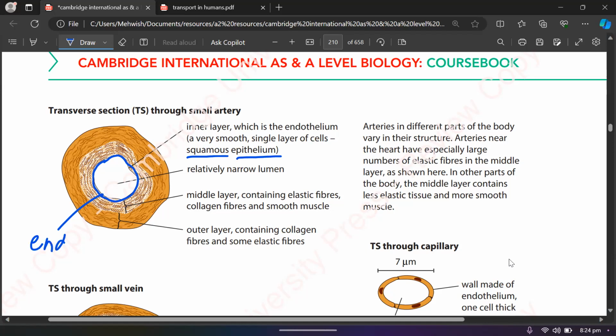Why are they called endothelium? Why don't we simply call them epithelium lining? Because endothelium means the innermost epithelium lining. So that's why it is called endothelium, right?